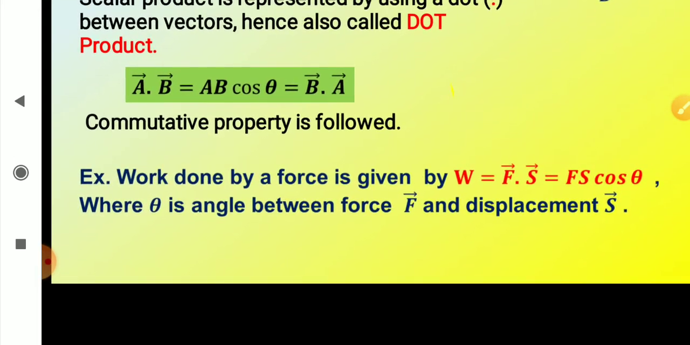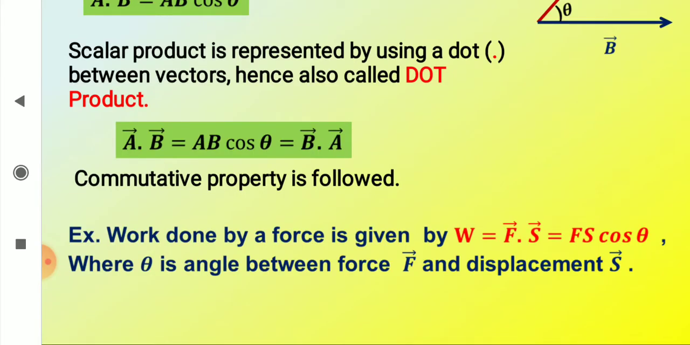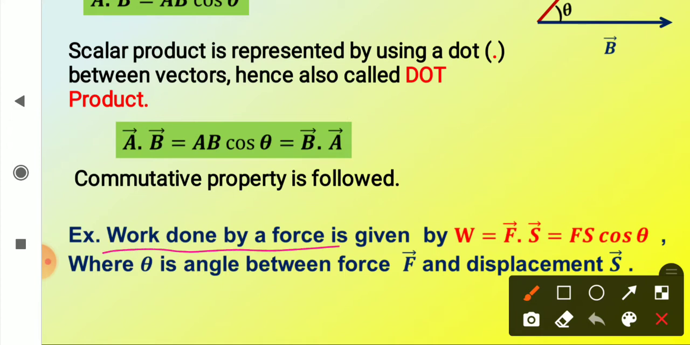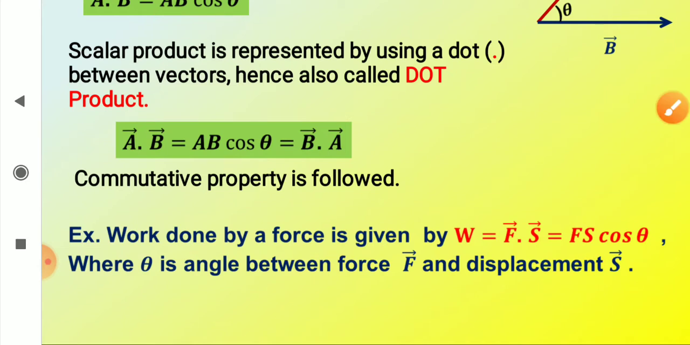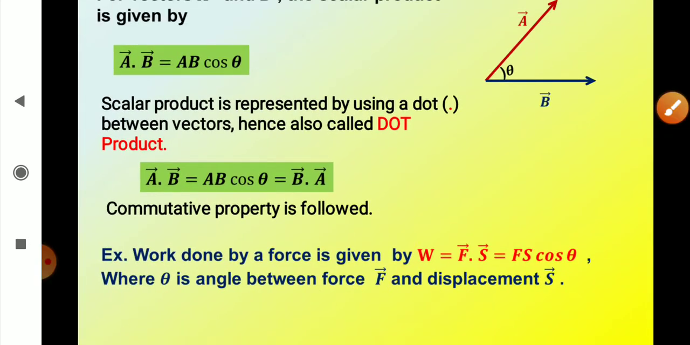A very good and familiar example is that of work done. Work done by a force is given by scalar product of force vector and displacement vector, F dot S, that is equal to Fs cos theta, where theta is the angle between the force and the displacement. So a good example of scalar product.